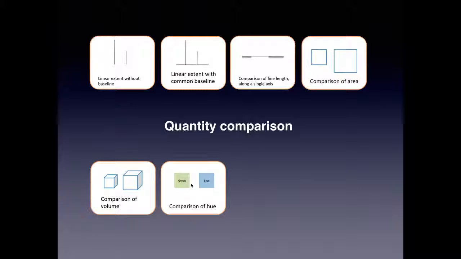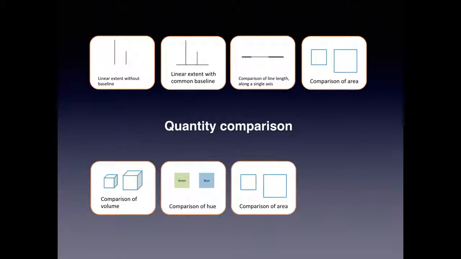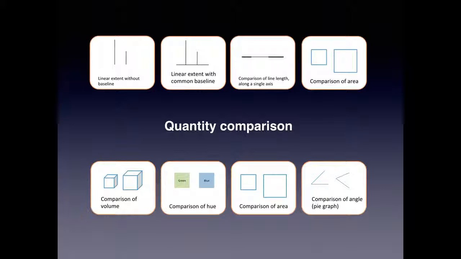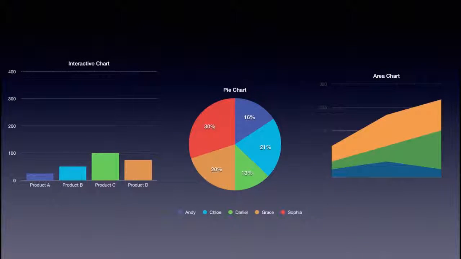This one is a comparison of the hue, the green and the blue. A comparison of the area, small area and big area. And a comparison of the angle, like the shape in the pie chart.